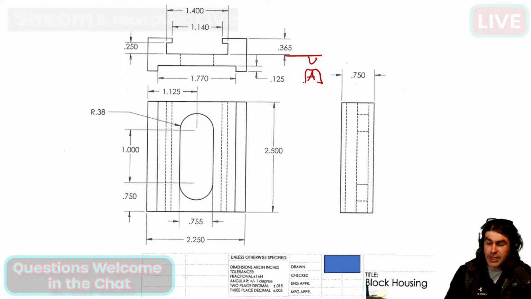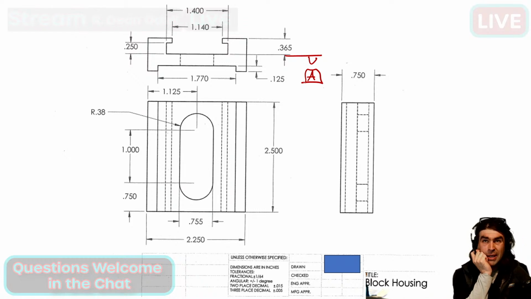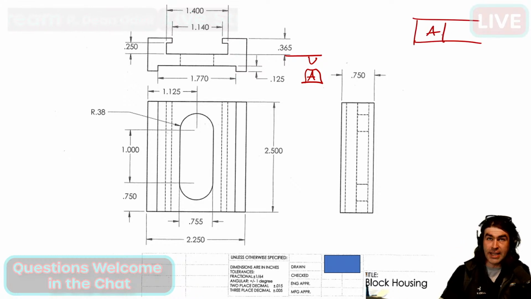This would make a sweet datum A, right? When I say datum A, I mean primary datum. That doesn't have to be A, but what I'm saying is when we come up with our datum reference frame, A is gonna come up first, okay?